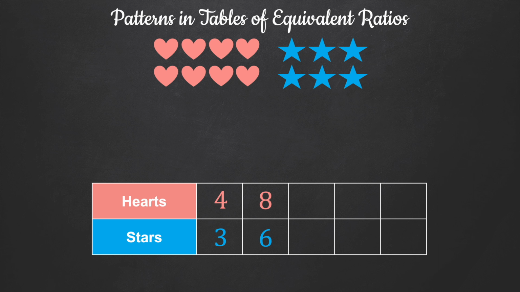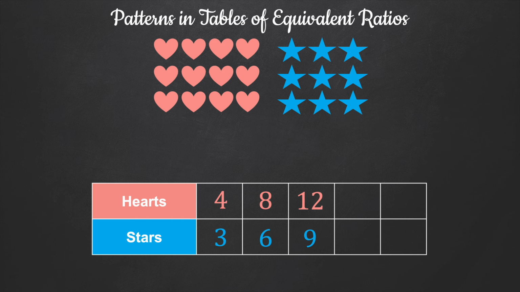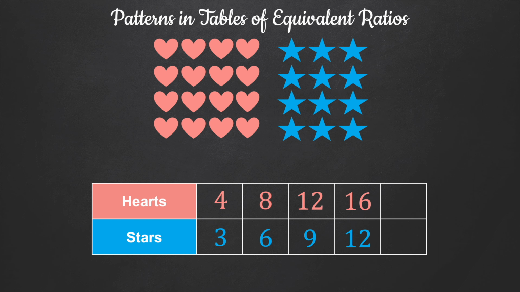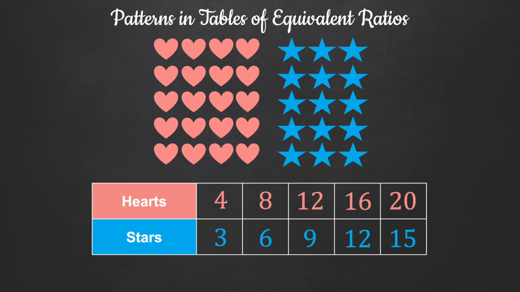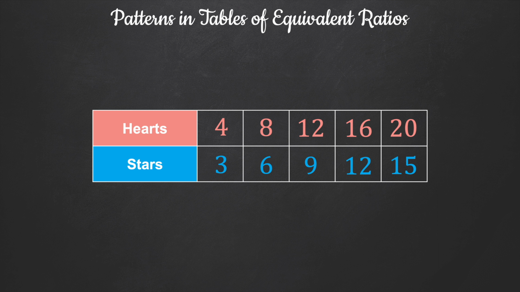Now, if we take our original ratio again, which is 4 hearts to 3 stars, and we multiply that by 3, we end up with 12 hearts and 9 stars. Now, if we take our original ratio and multiply it by 4, we end up with 16 hearts and 12 stars. Now, if we take our original ratio and multiply that by 5, we end up with 20 hearts and 15 stars. So now we're going to take this table that we made of equivalent ratios and find some patterns.